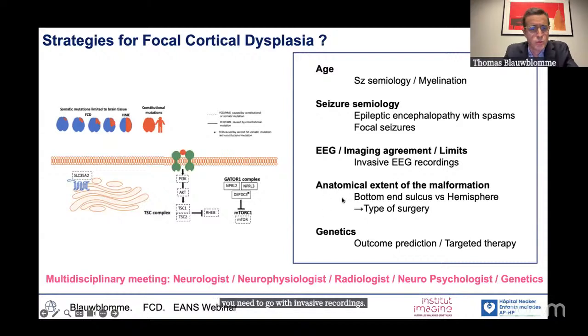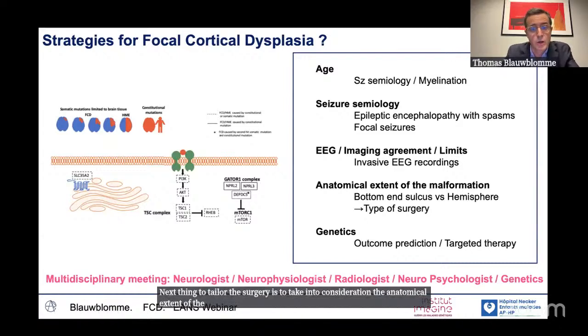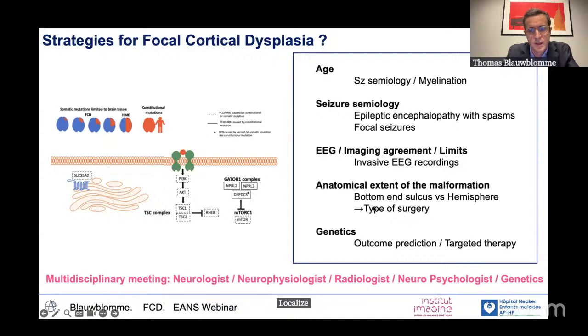Next thing to tailor the surgery is to take into consideration the anatomical extent of the malformation. This can be very localized for the bottom-of-sulcus FCD, but this can also include a whole hemisphere. So the type of surgery can go from very focal resection actually to hemispherotomies.